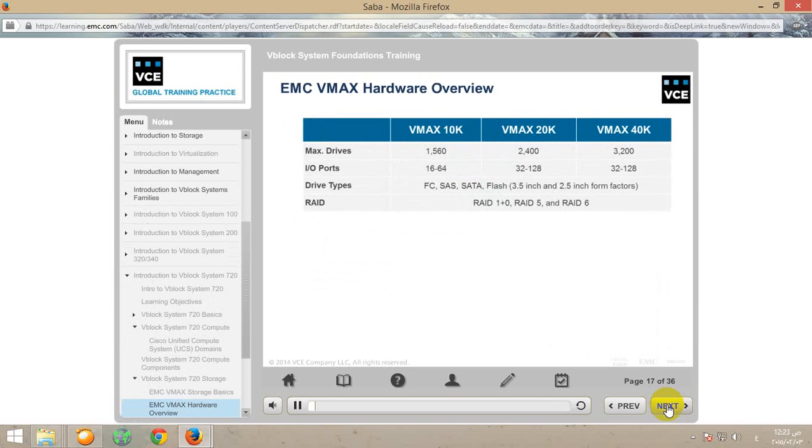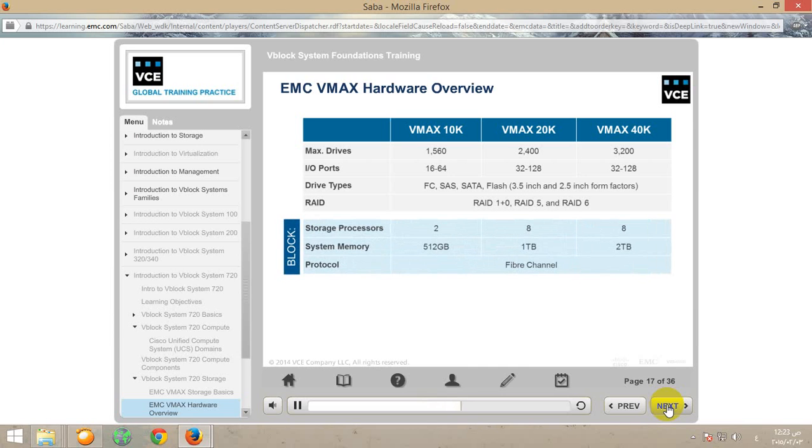There are 3 different EMC VMAX products utilized in the VBlock System 720 models: the VMAX 10K, VMAX 20K, and VMAX 40K. From the details in this table, you can see the maximum drives and the I/O ports vary depending on the EMC VMAX model. Notice that the drive type options are the same across all EMC VMAX models, and the available RAID configurations include RAID 1+0 for best performance, RAID 5 for the best mix of performance, protection, and economy, and RAID 6 for increased protection with read performance.